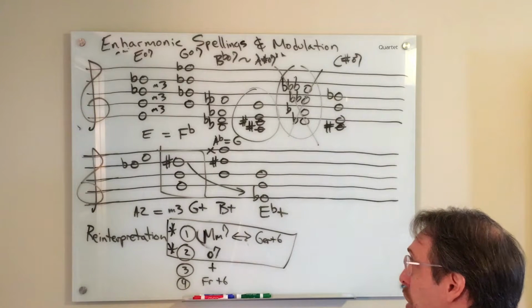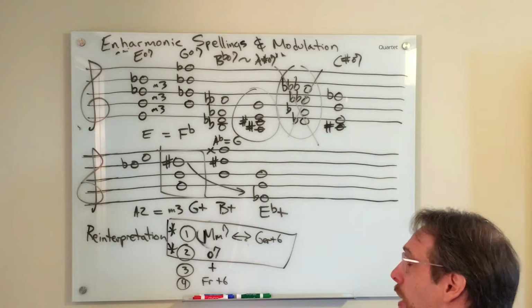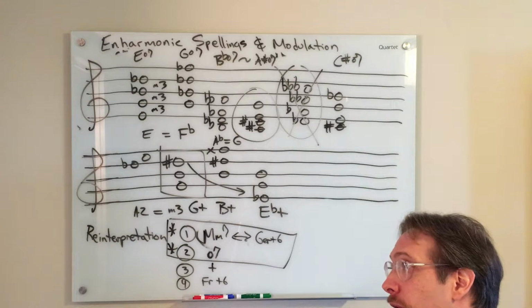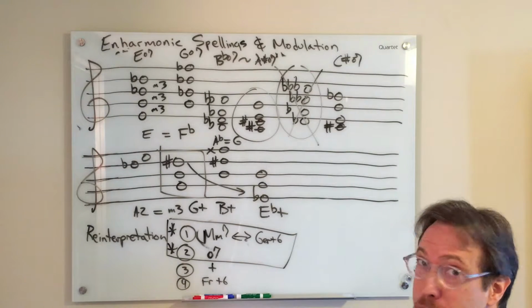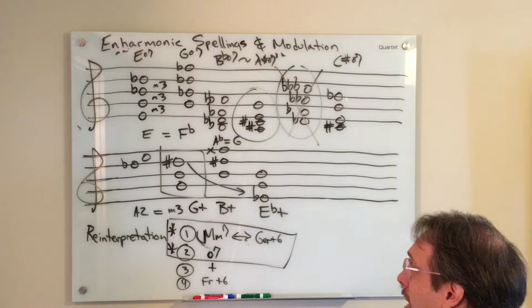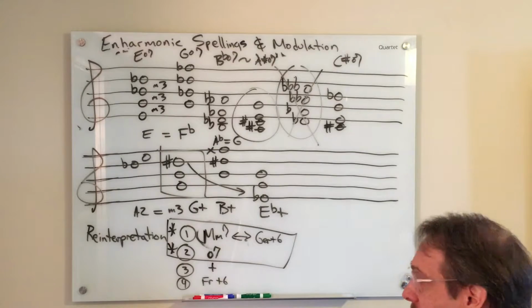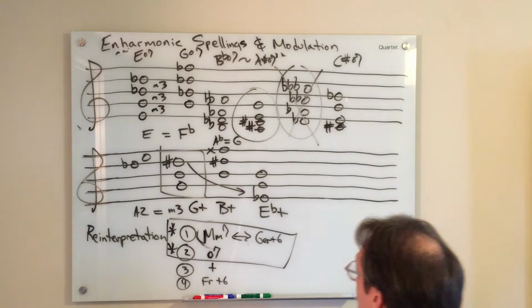Which one is this? Is this a G augmented triad, a B augmented triad in second inversion, or an E flat augmented triad in first inversion? You can't tell. You just can't tell without me resolving it somewhere and setting a context in the key. So that's how that would work.